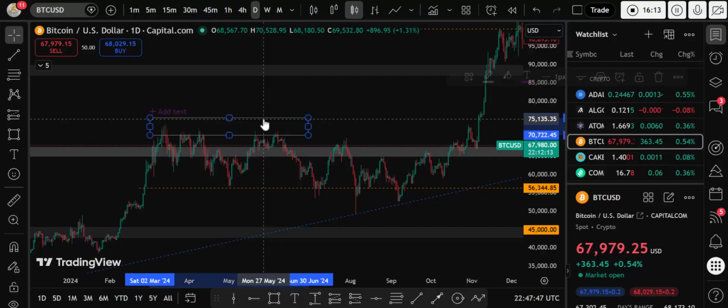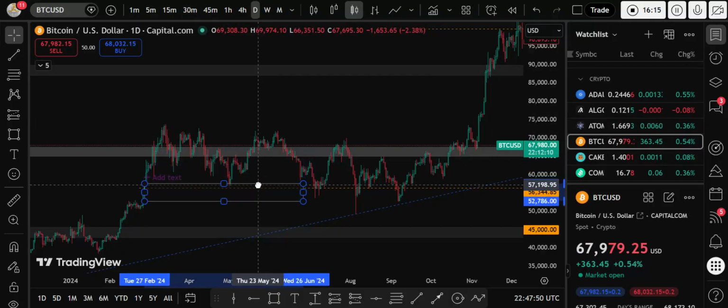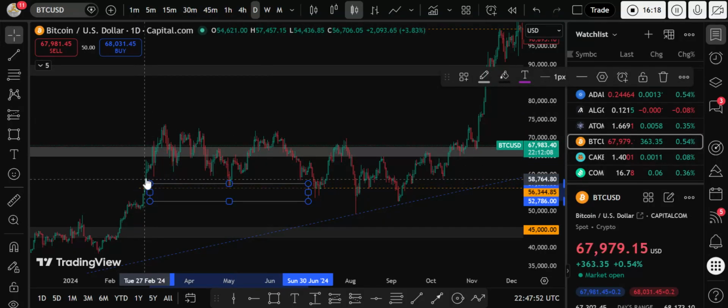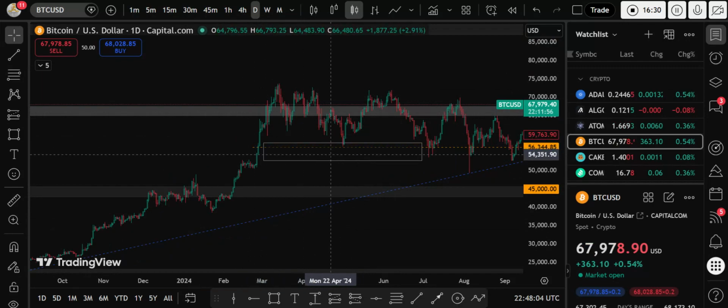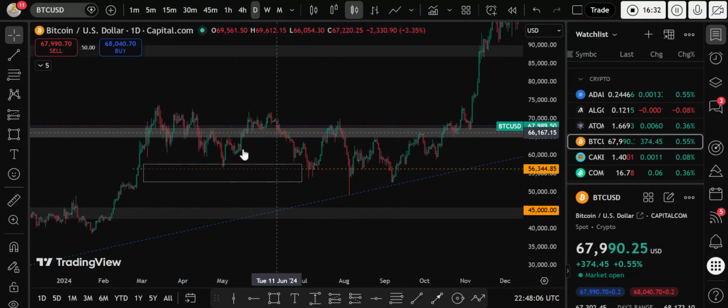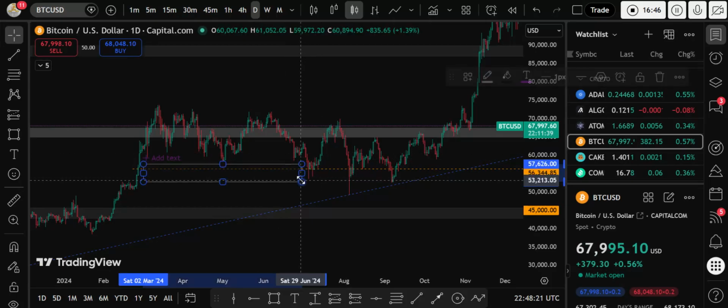When it is beneath it, it is support, because when it went up and came down, this level supported it and prevented it from going lower. So it is a support level. So this is what key levels are. Key levels represent resistance and support zones, or demand and supply zones. Anyhow you want to say it, but I use key levels for example.